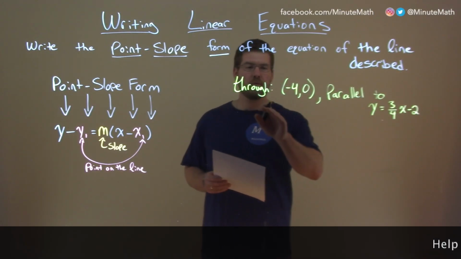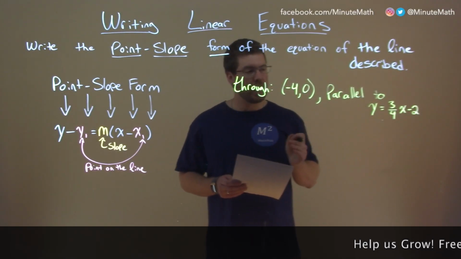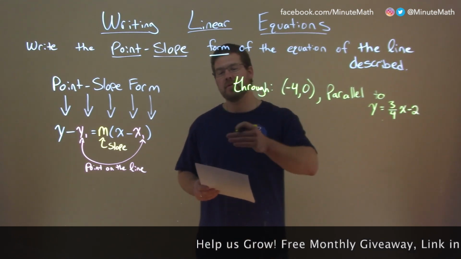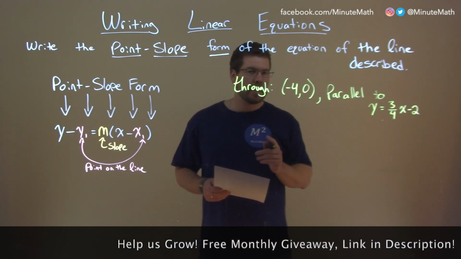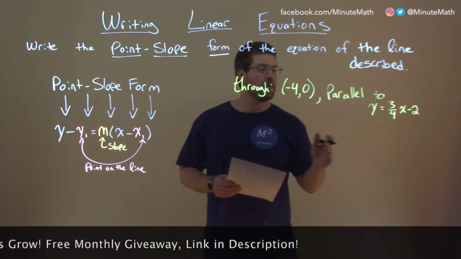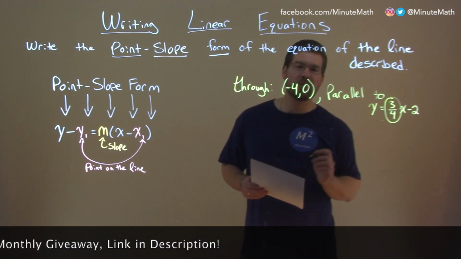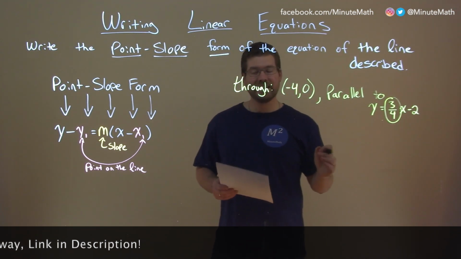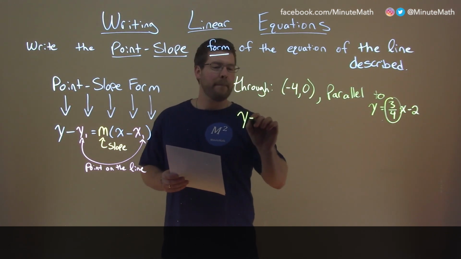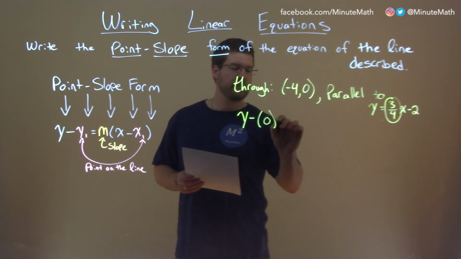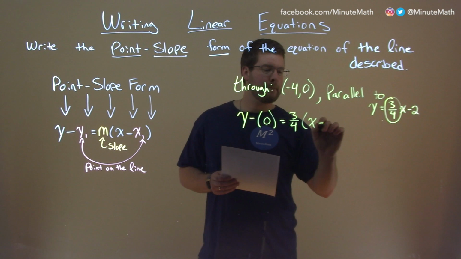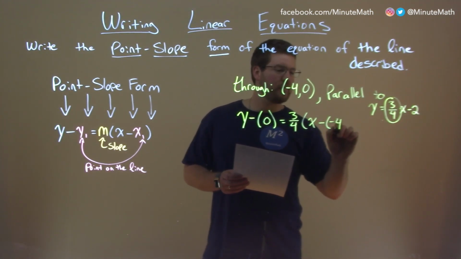Given this problem: through negative 4, 0, and it's parallel to y equals 3/4 x minus 2, and we want to write this in point-slope form. Key thing here, we have a point, we need to find our slope. They tell us it's parallel to this line, so therefore they share the same slope, which is 3/4. We now have everything we need to write this in point-slope form. Let's use our formula. y minus y1, which is 0, equals slope 3/4, got it right there, times x minus x1, negative 4.